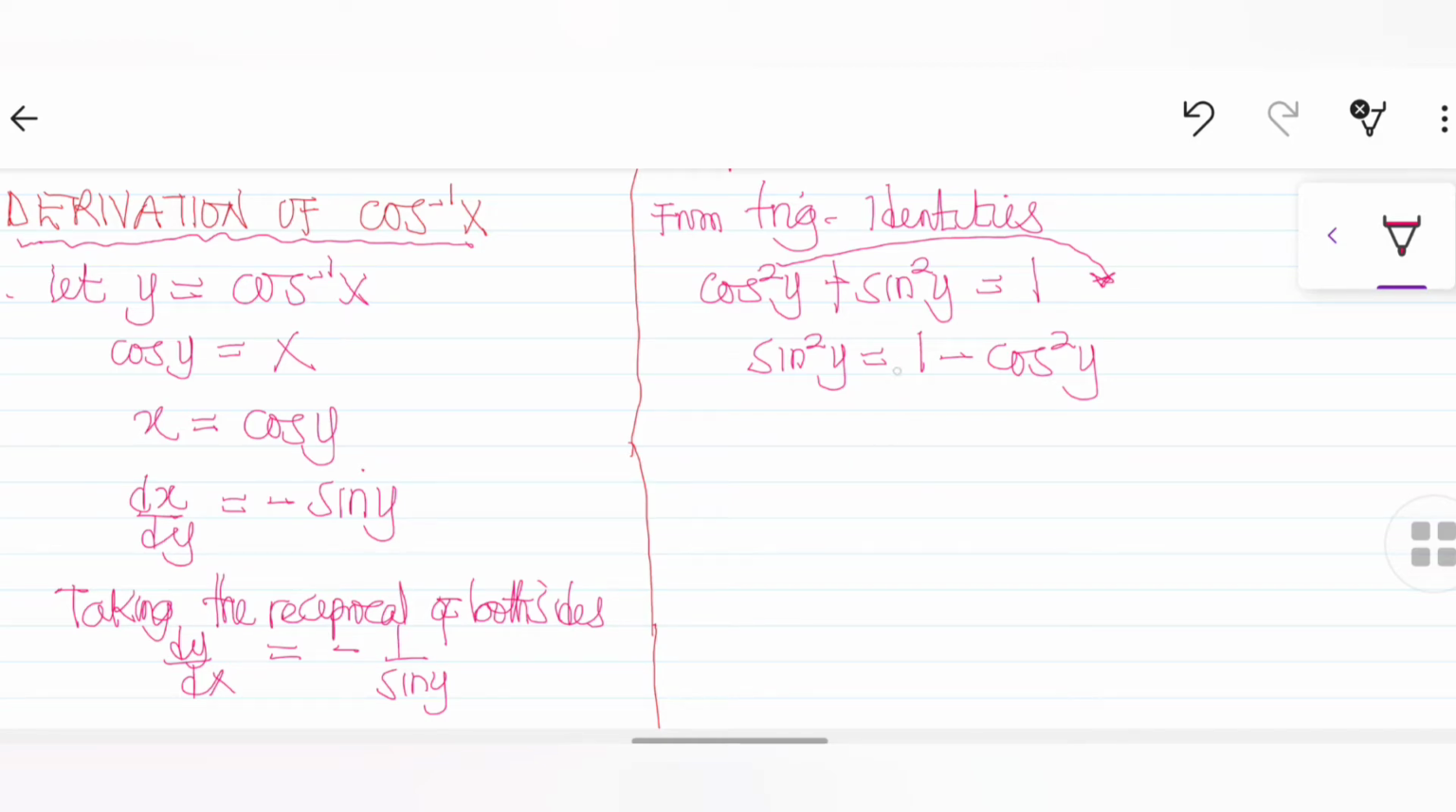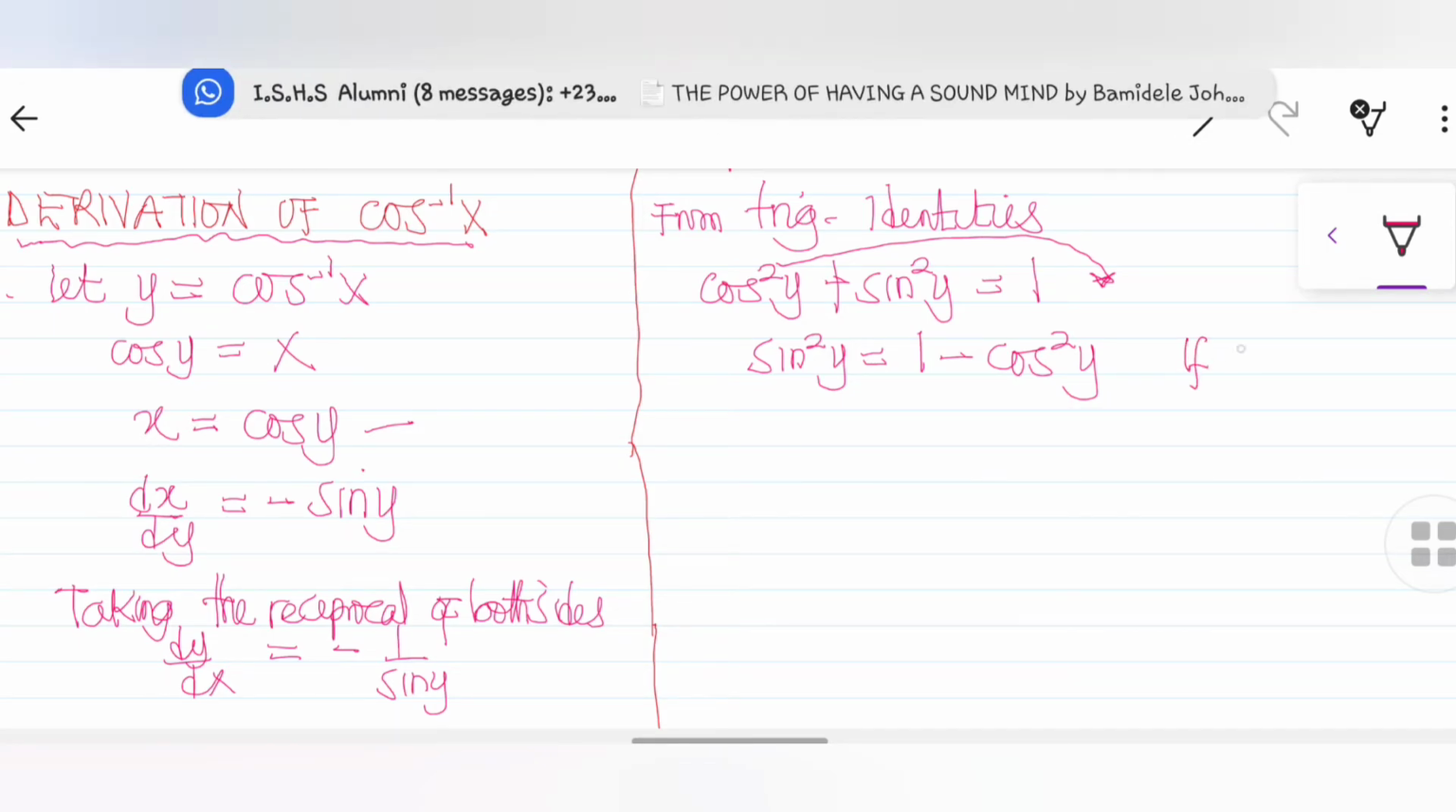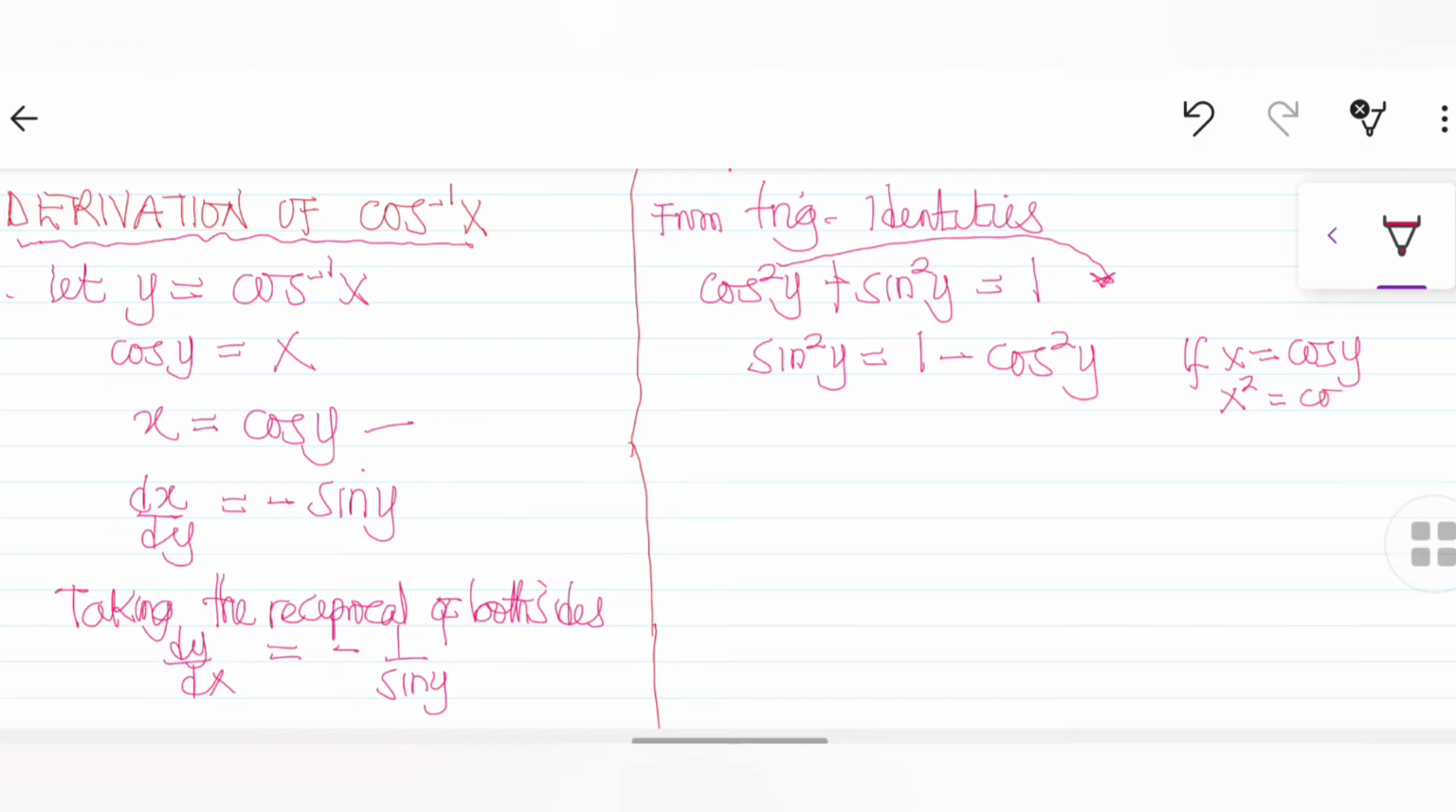And since I know that my cos y is what? x. So anywhere I see cos squared y, that is, if x is equal to cos y, then x squared will be equal to what? Cos squared y. So anywhere I see cos squared y, I'm going to replace it with x squared. So I'm going to be having sine squared y equal to 1 minus x squared. And since I want to make sine y the subject of the equation, I'm going to be having sine y equal to square root of 1 minus x squared.